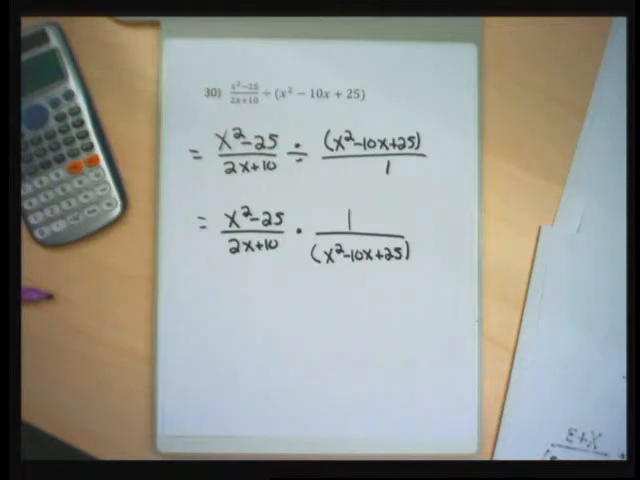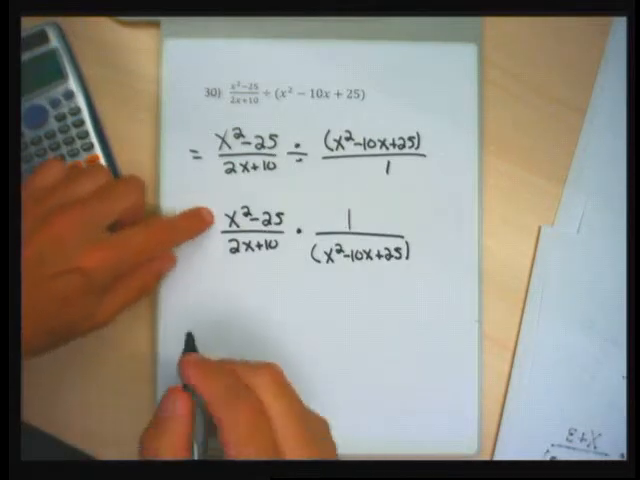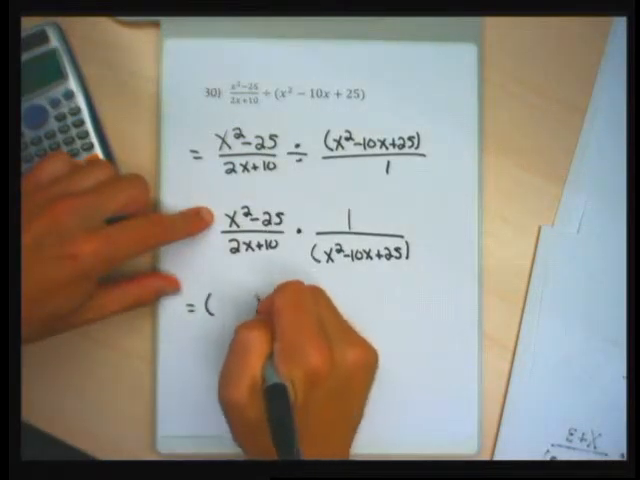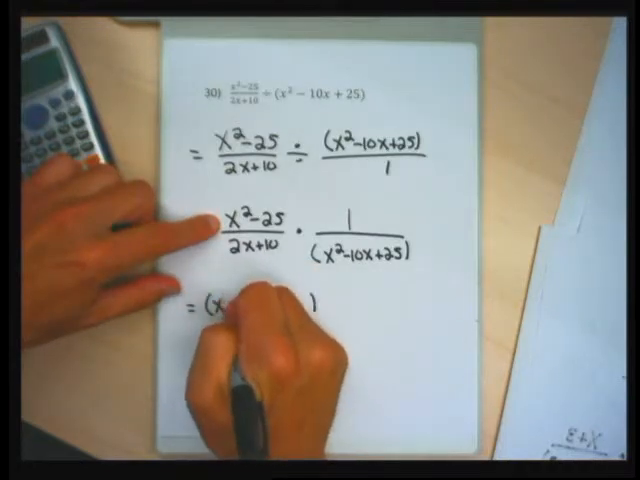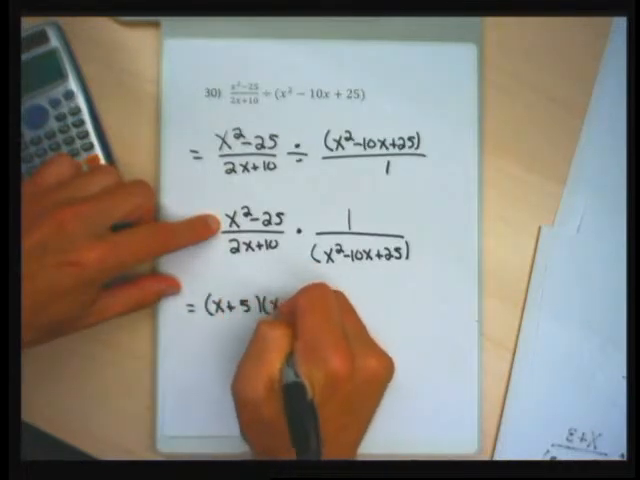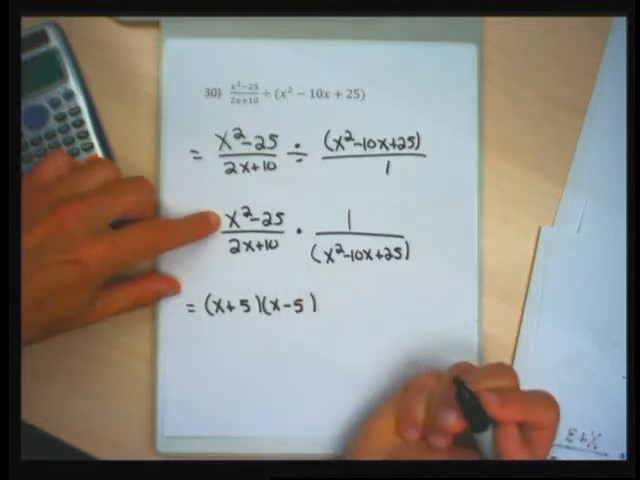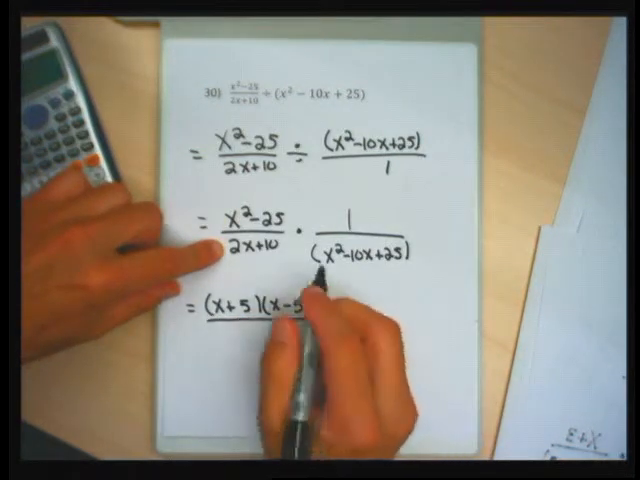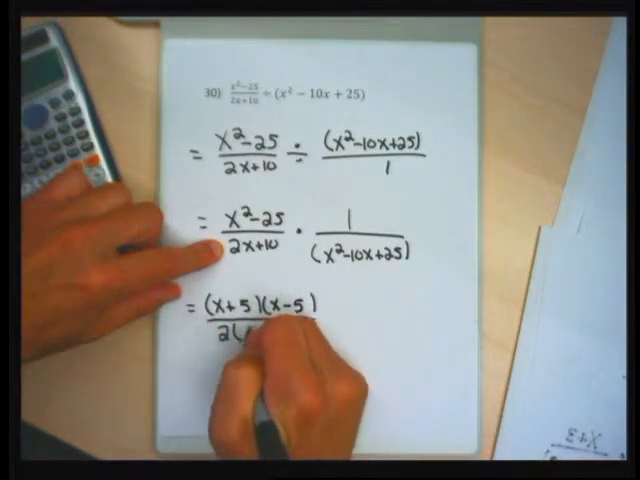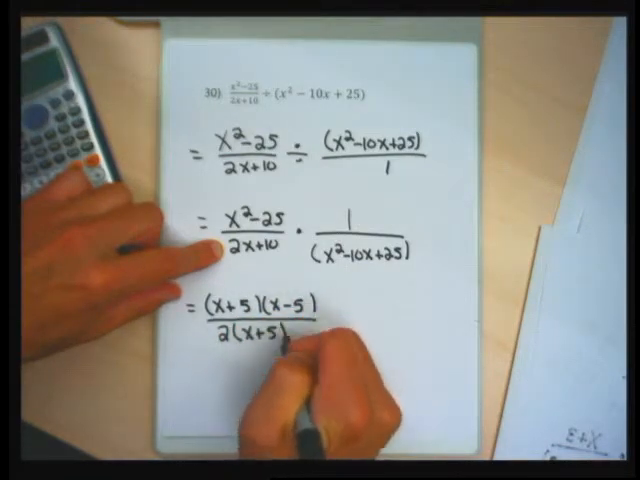So now I've taken the problem, I've made it into a multiplication problem, now I'm ready to factor. X squared minus 25 is easy factoring because it's a difference of squares. I get two identical parentheses, except one has a plus sign and one has a minus sign. That's a simple (x plus 5)(x minus 5). The 2x plus 10, there's a common factor of a 2 that I'm going to factor out and be left with an x plus 5.